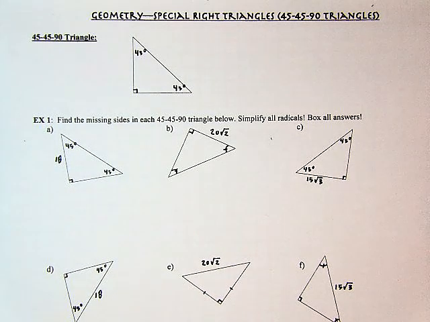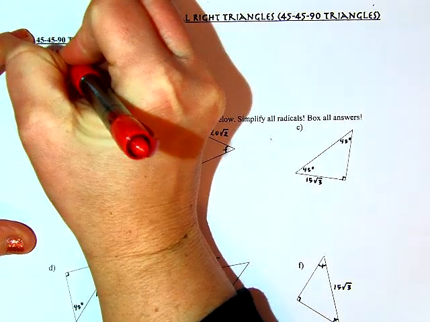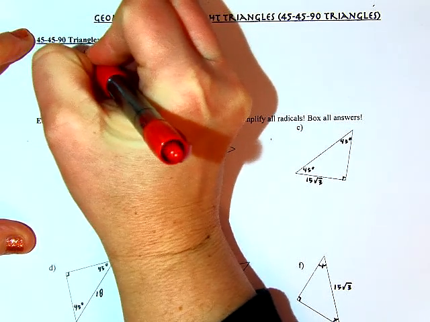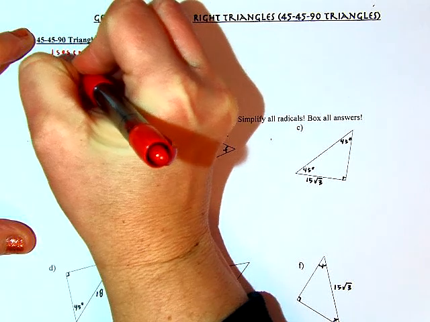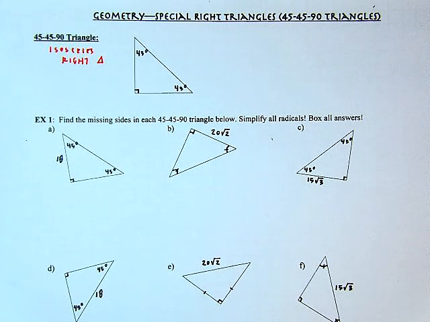All right, so today we're looking at one type of special right triangle, the 45-45-90 triangle. We also call it an isosceles right triangle. So let me write that over here. Okay, so 45-45-90 or isosceles right triangle.